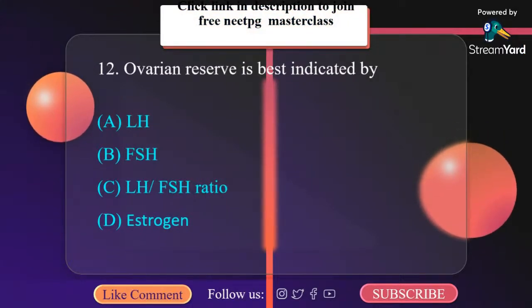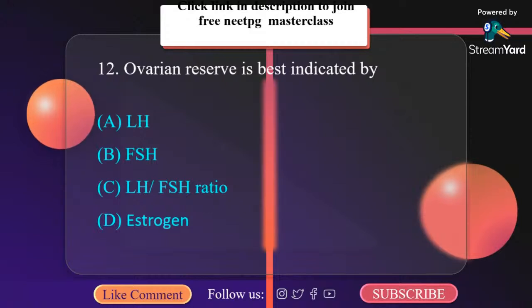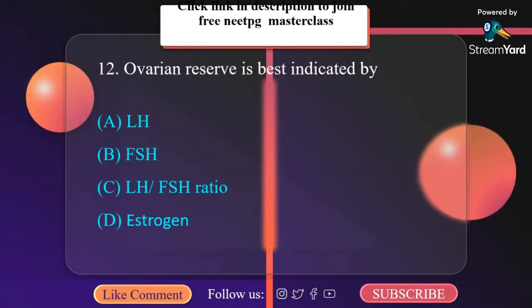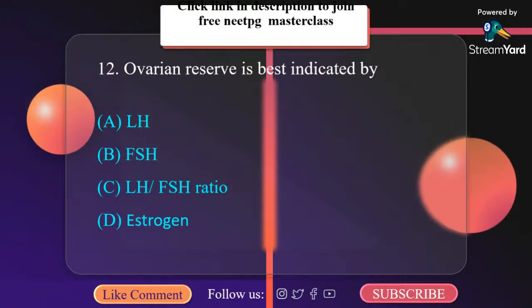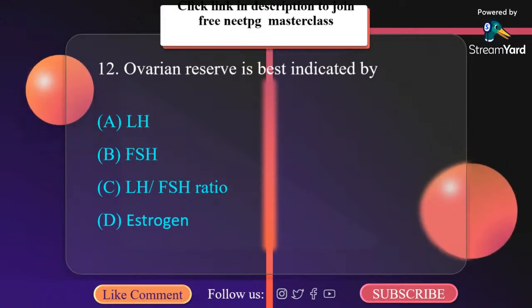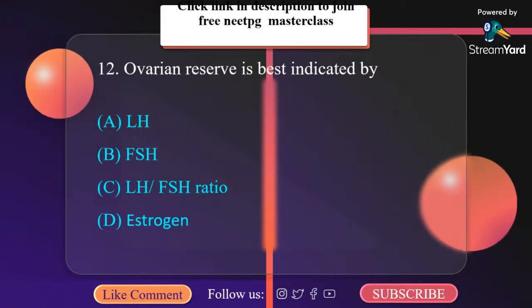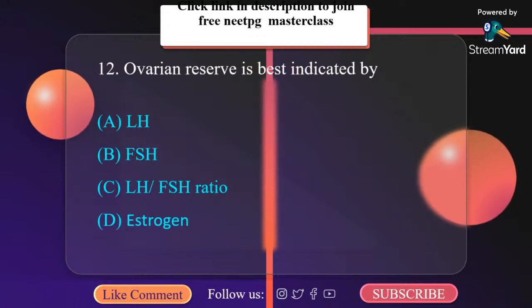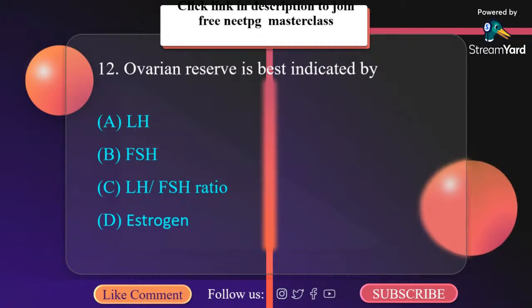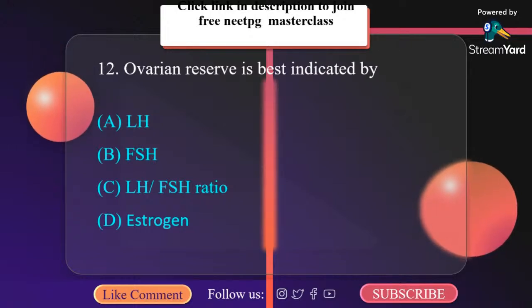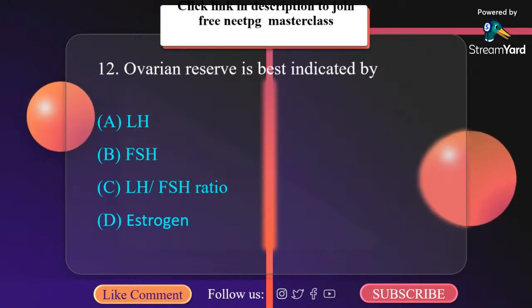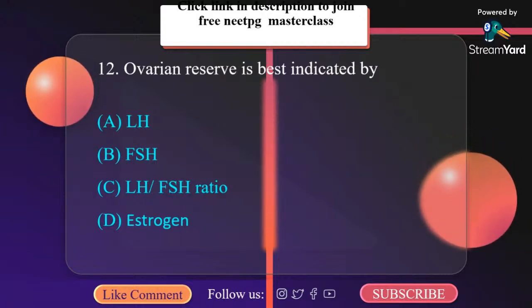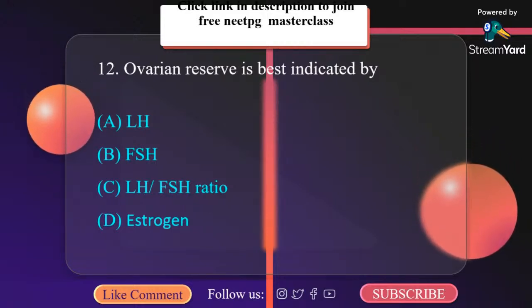Ovarian reserve is best indicated by A. LH, B. FSH, C. LH by FSH ratio, and D. estrogen. So the correct answer here is FSH. Ovarian reserve can be best measured by measuring the FSH level on the third day of menstrual cycle. Clomiphene citrate challenge provocative test measures FSH level on cycle day 10 after anti-estrogen clomiphene citrate 100 milligram administration. Serum inhibin level and ultrasonic scanning to count the number of antral follicles in ovary are other methods.